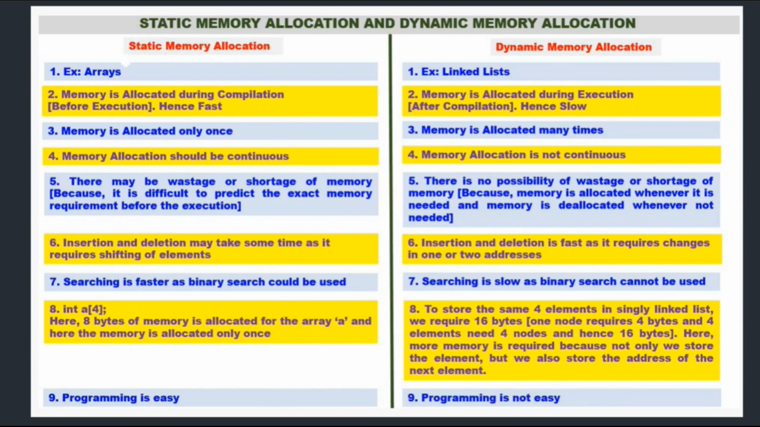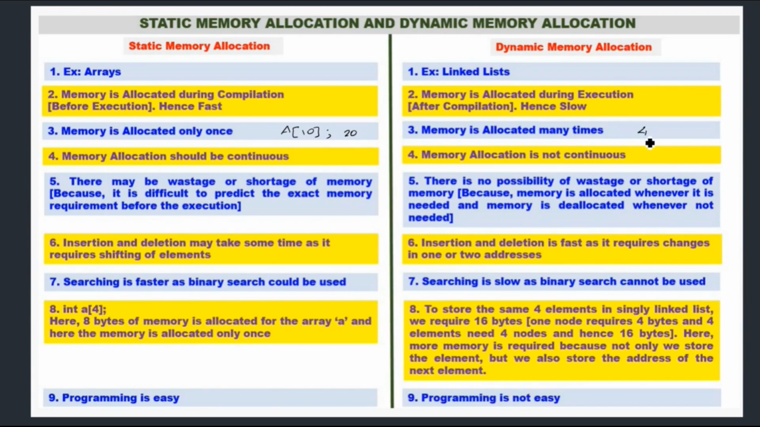Static memory allocation, for example arrays: memory is allocated during compilation, so it is fast. Here the example is the linked list, and memory is allocated during execution, hence it is very slow compared to array execution. In static allocation, memory is allocated only once. After compilation, if we declare an integer array of 10, we get 20 bytes at once. But in dynamic allocation, the memory allocation happens many times.